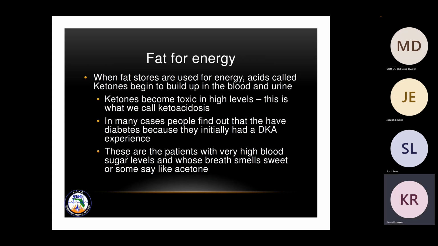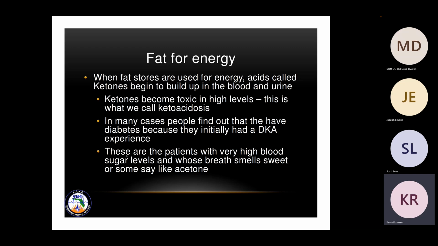So we talk about fat for energy. Fat stores are utilized for energy. Acids called ketones begin to build up in the blood and urine, and the ketones become toxic in high levels. This is what we call ketoacidosis. In many cases, people will find out that they have diabetes because they initially had a DKA experience.